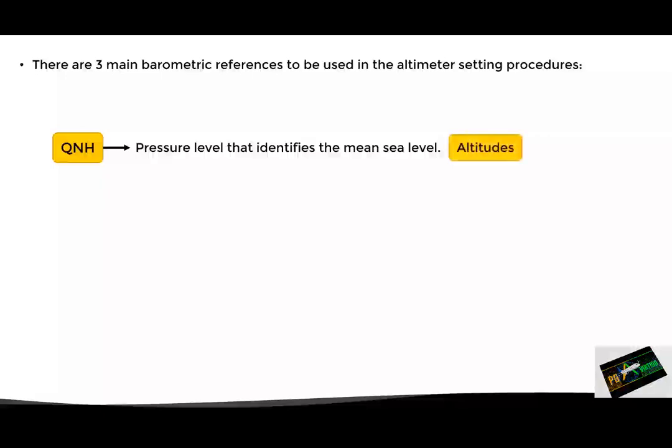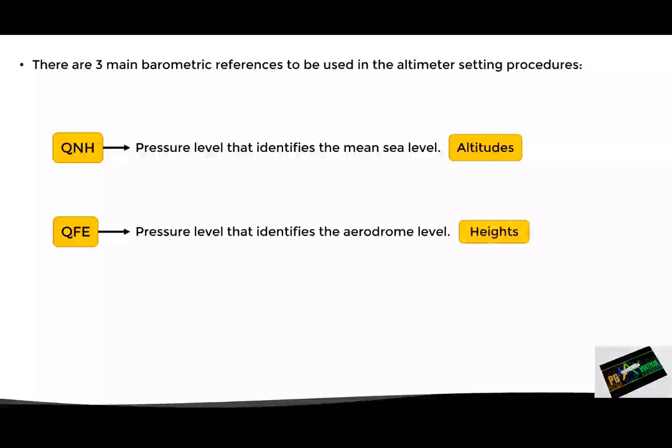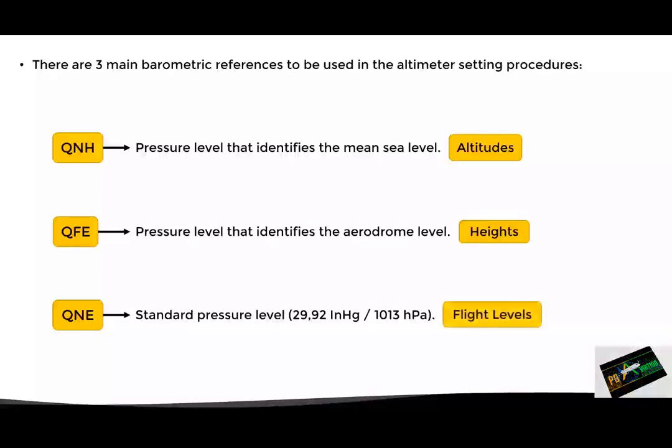There are three main barometric references that are used in altimetry. First, we have the QNH, which is the pressure level that identifies the mean sea level, and therefore the altimeter will indicate altitudes. Then we have the QFE, which is the pressure level that identifies a certain airport elevation, and therefore the altimeter will indicate heights. And finally there is the QNE, which identifies the standard pressure level of 29.92 inches of mercury, or 1013 hectopascals, and therefore the altimeter will indicate flight levels.